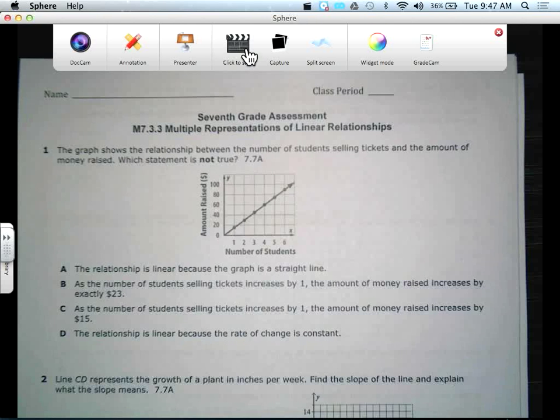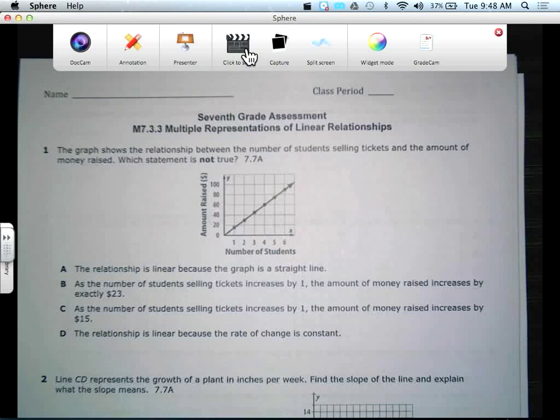Number 1, the graph shows the relationship between the number of students selling tickets and the amount of money raised. Which statement is not true? A, the relationship is linear because the graph is a straight line. B, as the number of students selling tickets increases by 1, the amount of money raised increases by exactly $23.